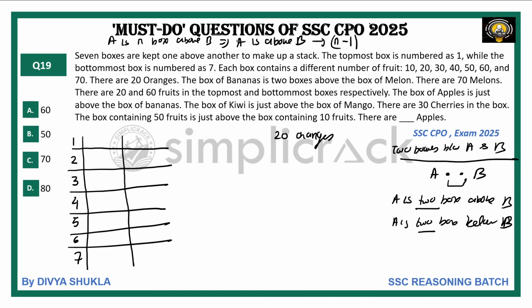Understand, this is a very important concept and a lot of students make a mistake in this concept every time. So if I'm saying A is n boxes above B, or A is n boxes below B, then there are n minus 1 boxes between A and B. I hope this is clear.